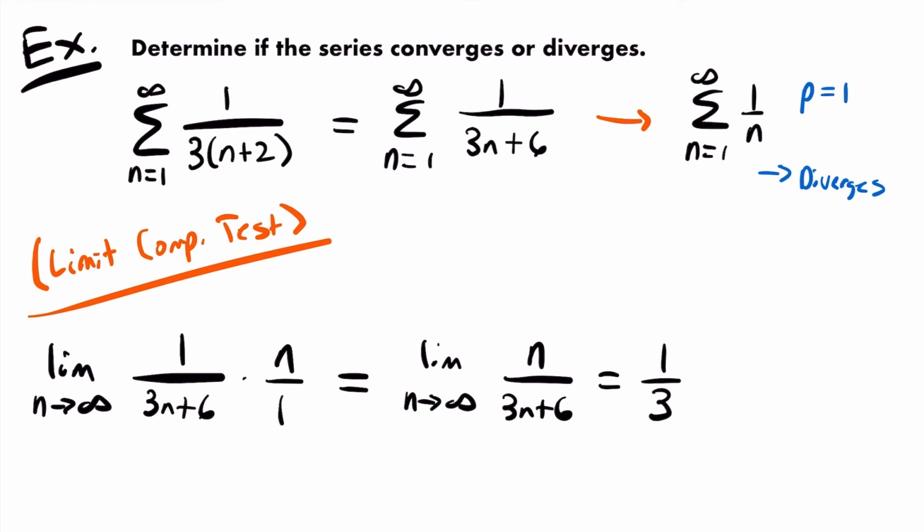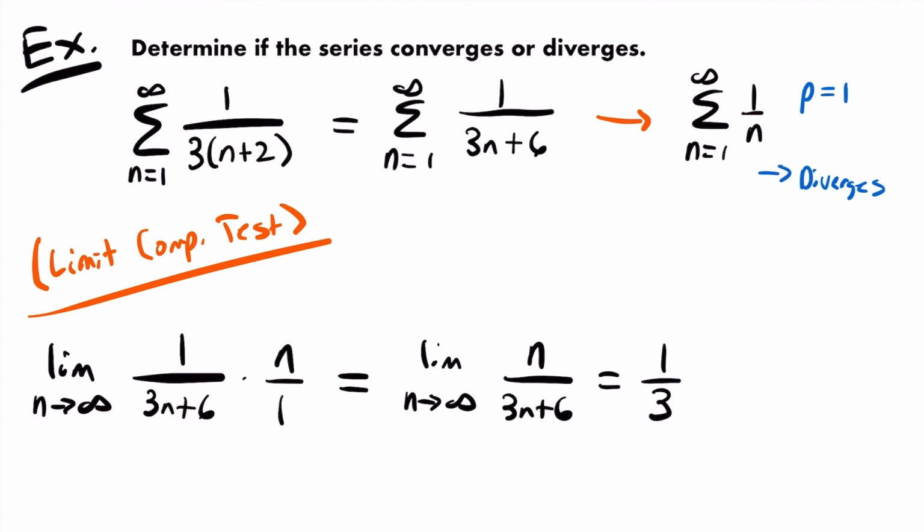And now for the limit comparison test, as long as this limit, where you have the original sequence divided by the comparison sequence, is equal to a finite value, then you can conclude that your original series shares the same convergence or divergence as your comparison series. So since this limit is equal to 1/3, which is a finite value, we can conclude that our series diverges just like our comparison series.